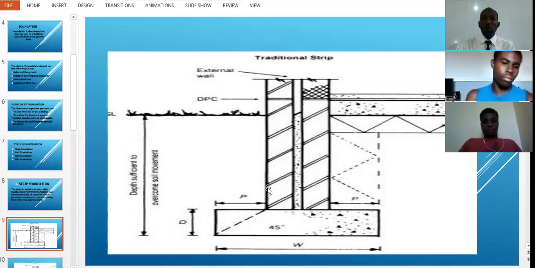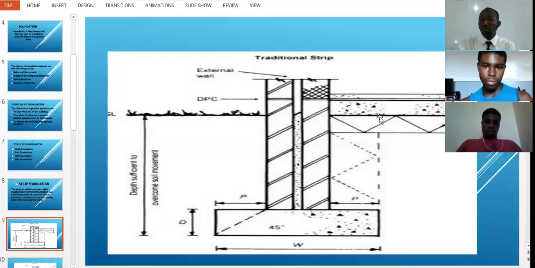And this other part, this is the strip foundation. So now this is a concrete mix poured around the excavated trench. And this is your wall erected. You can see the ground level.